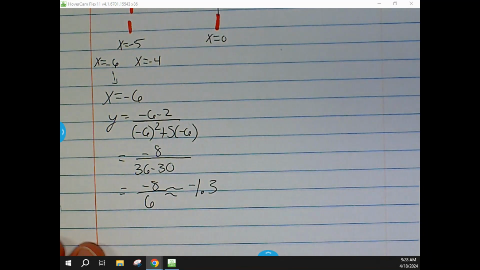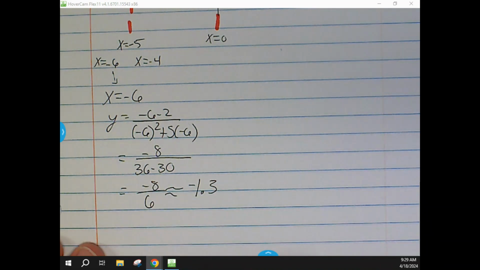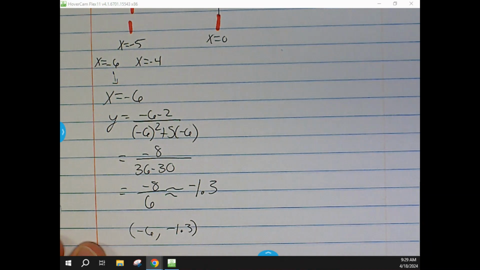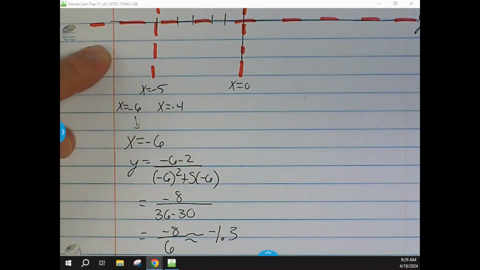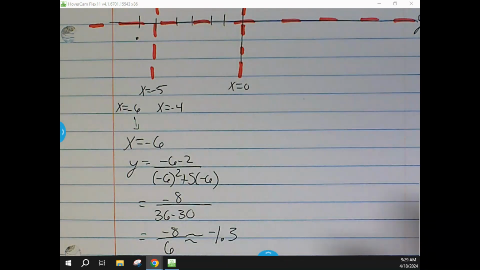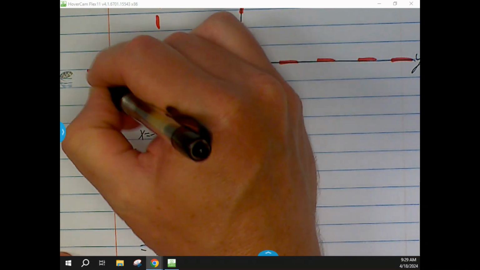If you're not sure of your math skills, you can always check your calculator. But if you change it back to a mixed number, that's 1 2/6, which is 1 1/3, which is basically about 1.3. Okay, so our ordered pair there is at -6, -1.3. We just need to plot that one to see if we're above the line or below the line. With it being -6, -1, we're definitely below the line, which means that graph will stay somewhere in here, something like that.